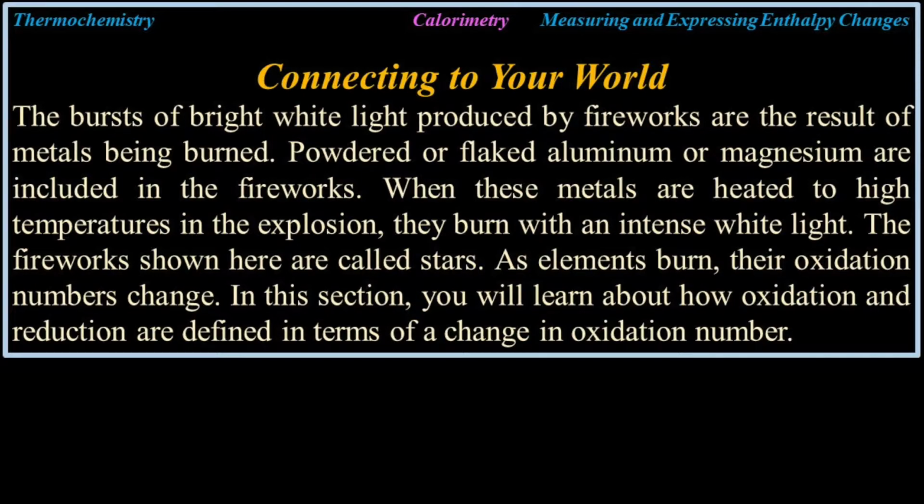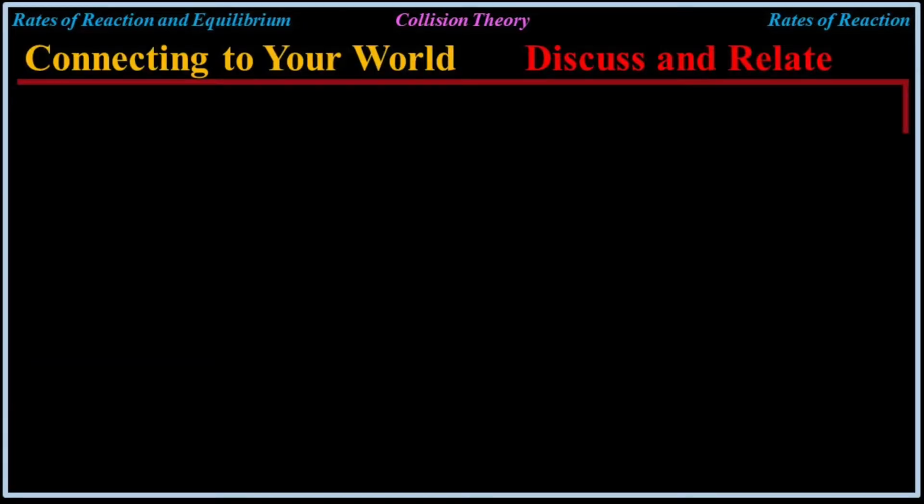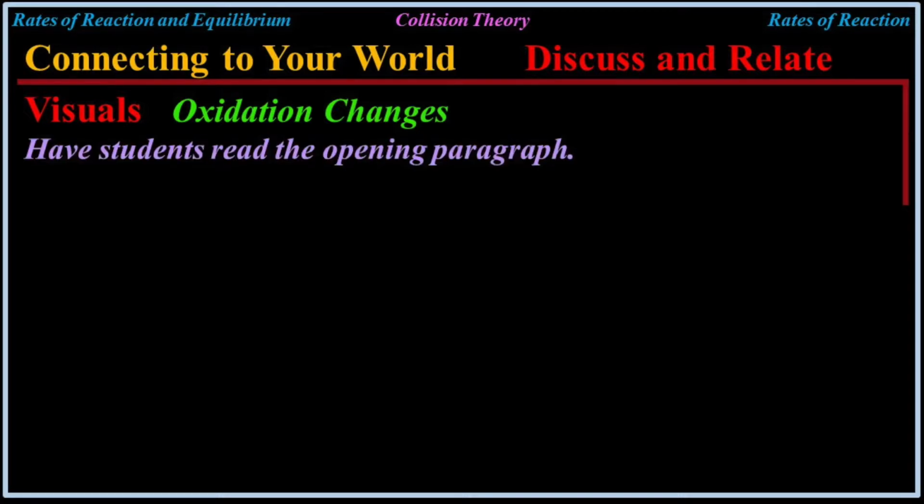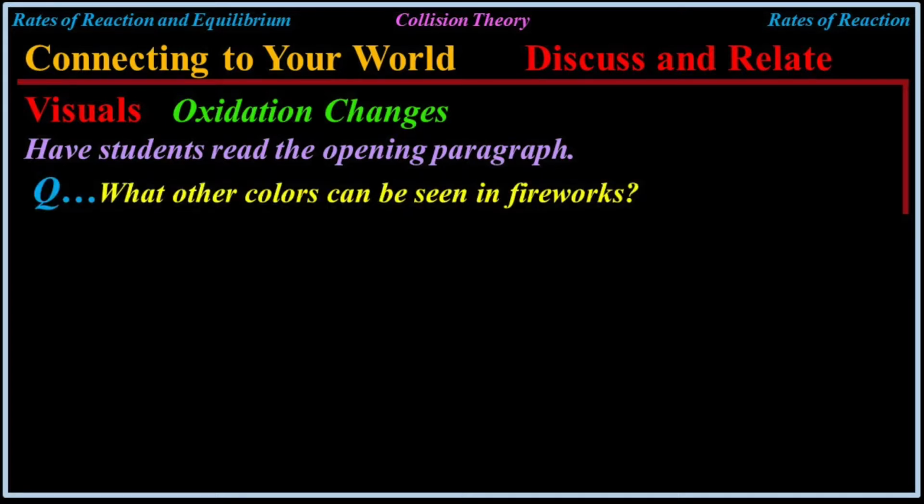Oxidation numbers. Connecting to your world, discuss and relate. Oxidation changes. Have students read the opening paragraph. We've done that. Check. What other colors can be seen in fireworks? Yellow, green, blue-green, red. Okay? Yellow, green, blue-green, and red.